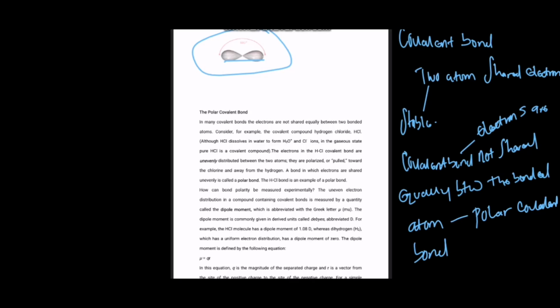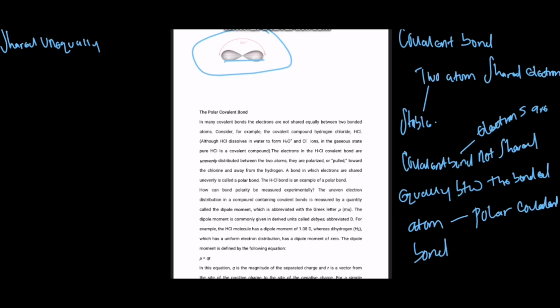That is what a polar covalent bond is: a covalent bond where the electrons are shared unequally. Now let's take a good example.